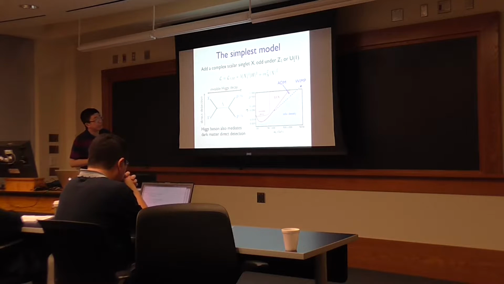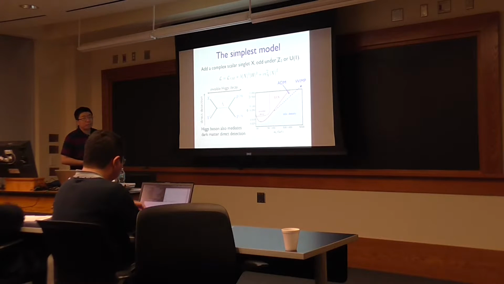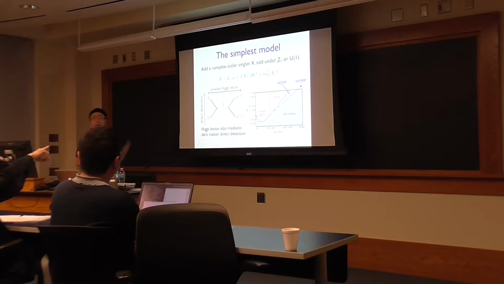And the WIMP can only lie on this line, on the boundary of this line here. And the asymmetric dark matter, where you have stronger interaction, can live in this white region. So this is the current status. How good are these calculations when lambda is so big?